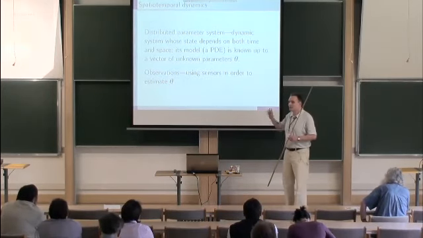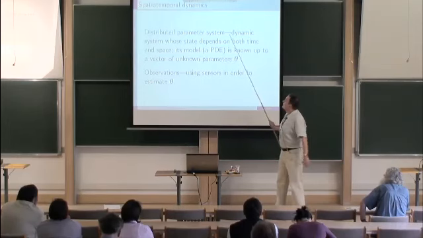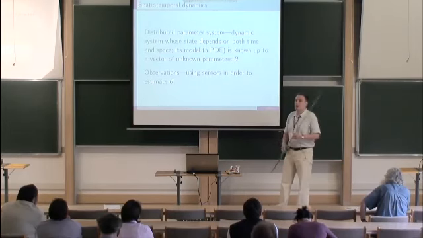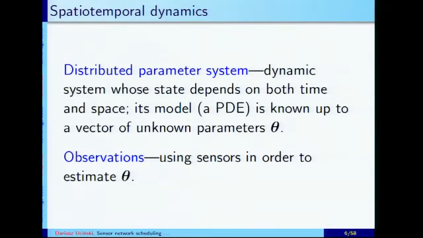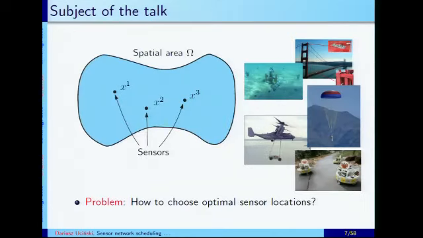You will see in a couple of minutes. So we deal with the so-called distributed parameter system. Evaris Rafajłowicz introduced this topic yesterday in his very fine talk. So we have a phenomenon which is described by a partial differential equation, which is known up to a vector of unknown parameters theta. To identify this parameter vector, we make observations using sensors. And this is the main subject of my talk: how to choose optimal sensor locations.